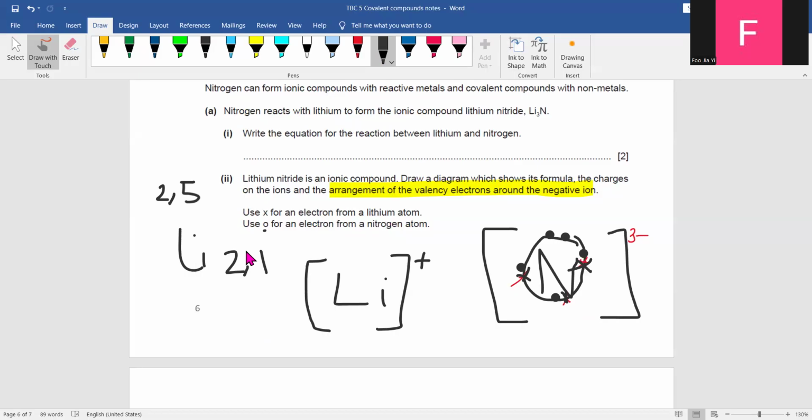Do you understand why? Because this lithium has to release one of the electrons in the outer shell. When it releases the outer electron, it becomes just positive one. You want to draw the two shells inside, can, just no need to waste time. In this case, nitrogen is 2, 5. From 2, 5, it gains 3 electrons from lithium to become 3 negative. Get it? Jia Yi, you understand?